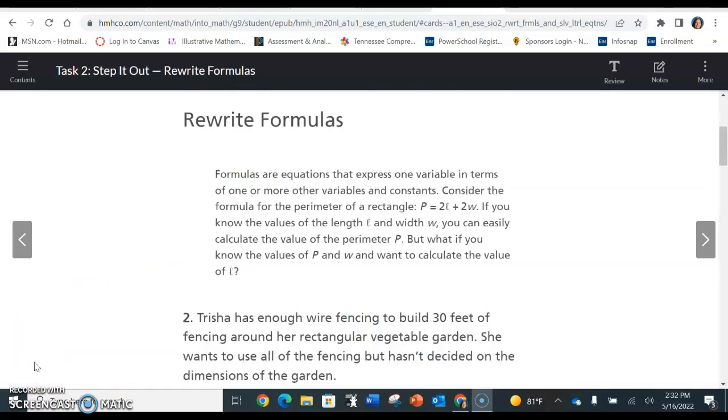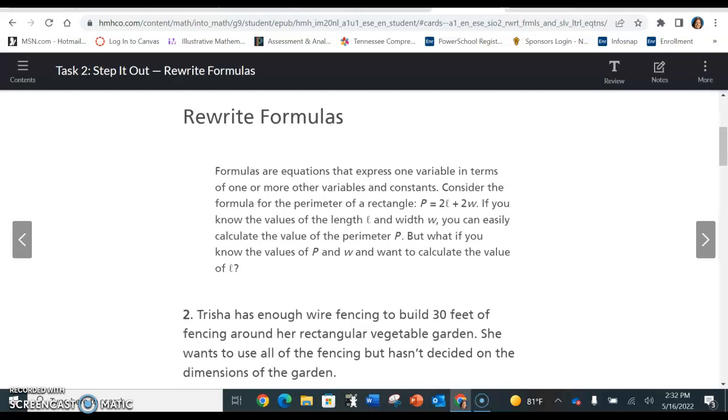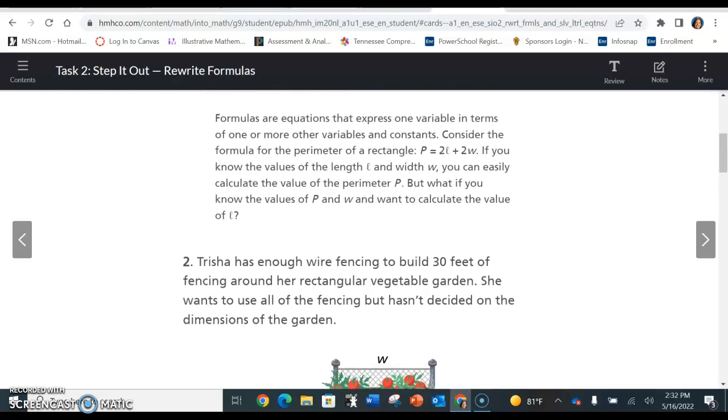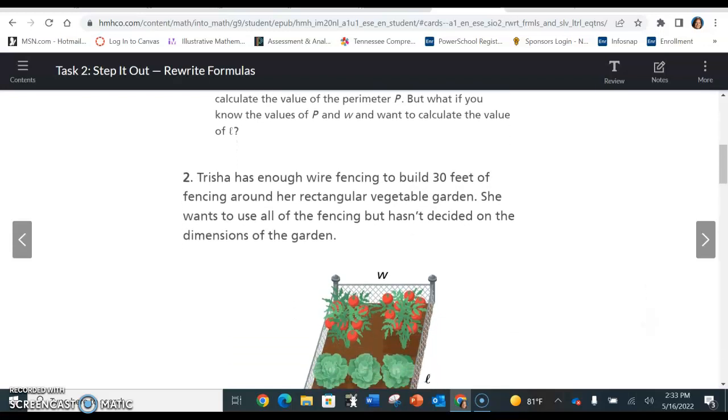Lesson 2.3, Task 2. Rewrite formulas. Formulas are equations that express one variable in terms of one or more other variables and constraints. Consider the formula for the perimeter of a rectangle, P equals 2L plus 2W. If you know the values of the length and width, you can easily calculate the value of the perimeter. But what if you know the value of P, the perimeter, and W, the width, and want to calculate the value of L, the length?